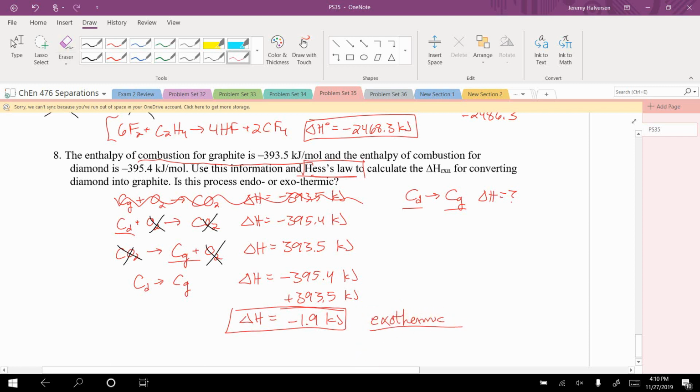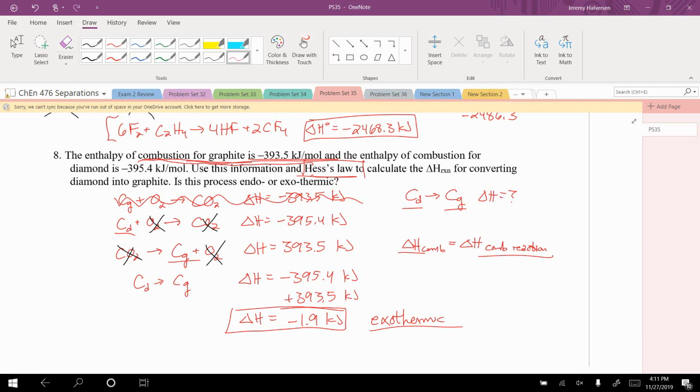So this problem is a Hess's law problem, but it required you to write the reactions, meaning that you need to understand when they said the enthalpy for combustion of graphite is negative 393.5 kilojoules per mole. You needed to know that that was referring to the delta H of the combustion reaction. So the enthalpy of combustion, that's just the delta H of the combustion reaction. So if I can write the combustion reaction, then I know the delta H of that reaction. That's what I did here, and I was able to use Hess's law to calculate the delta H and figure out if this process was endothermic or exothermic.